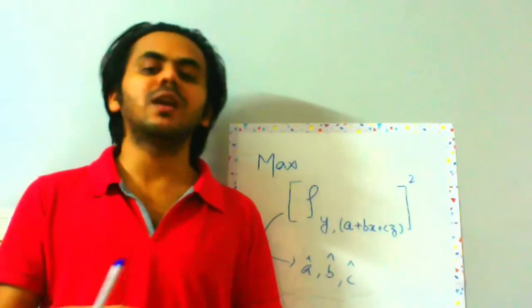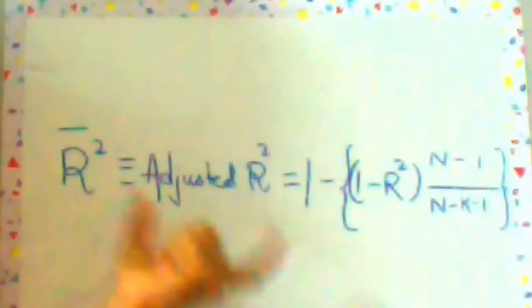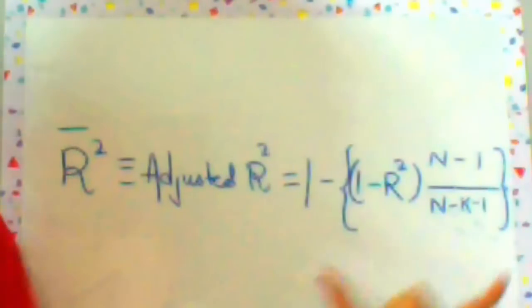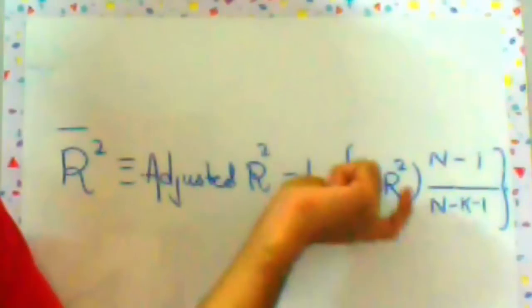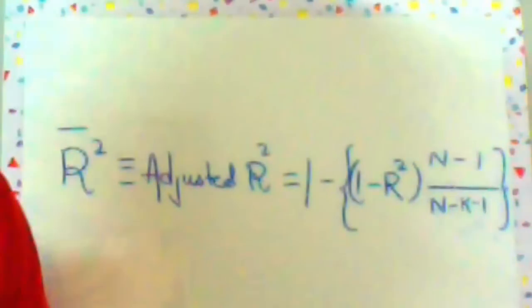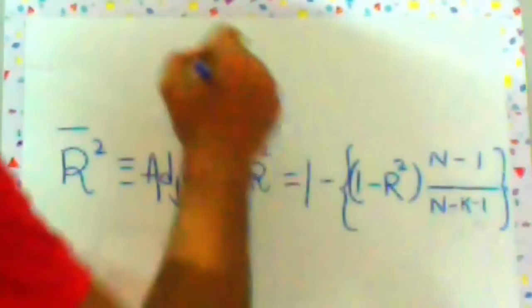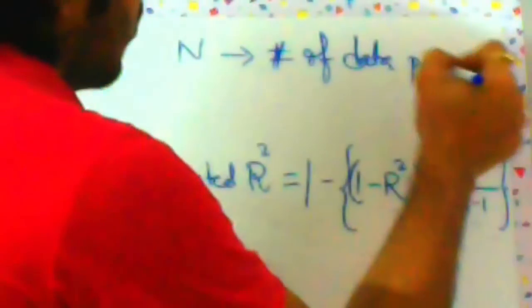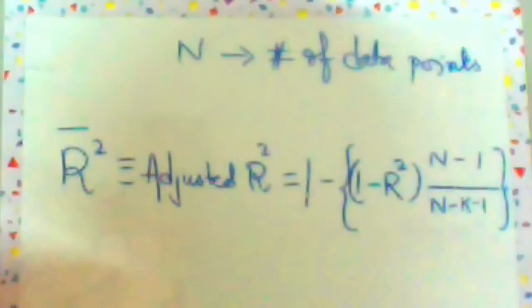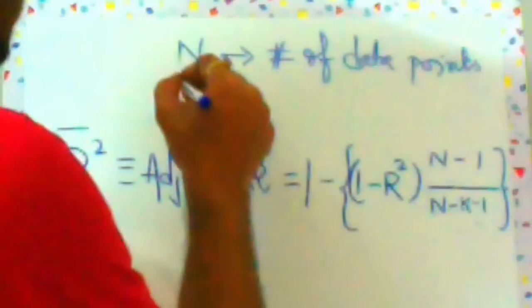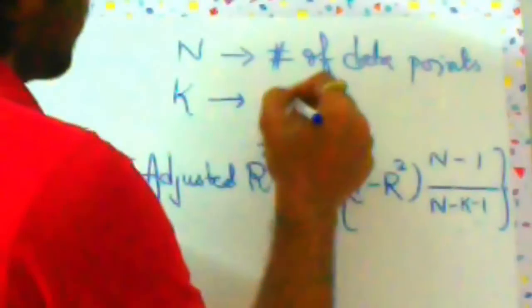Let's look at the formula for adjusted R square. Adjusted R square, or R square bar, is equal to 1 minus this quantity, and this quantity is 1 minus R square multiplied by n minus 1 upon n minus k minus 1. N is the number of data points, and k is the number of explanatory variables or number of independent variables.